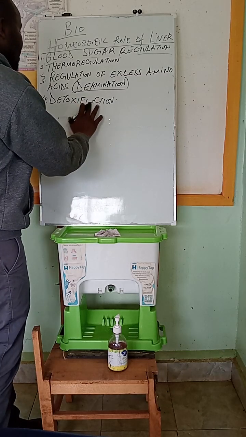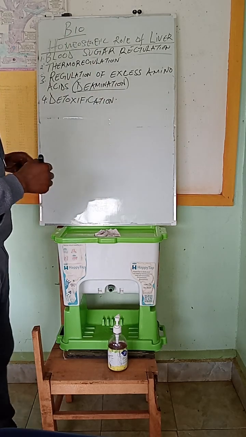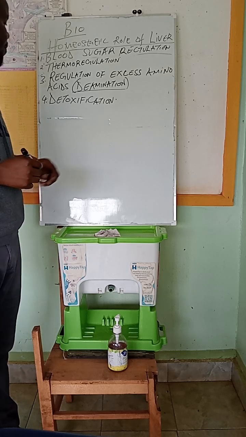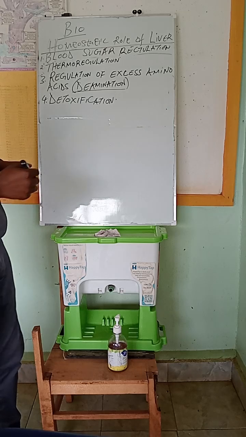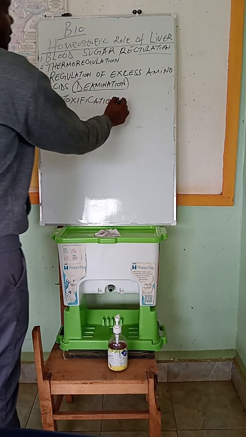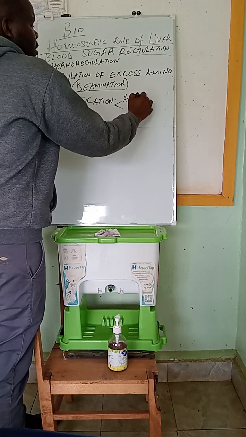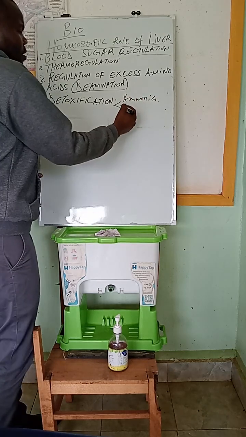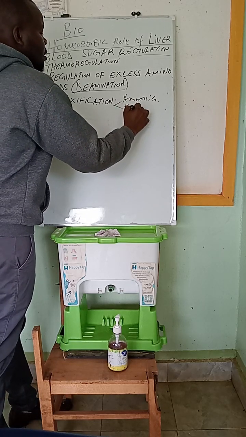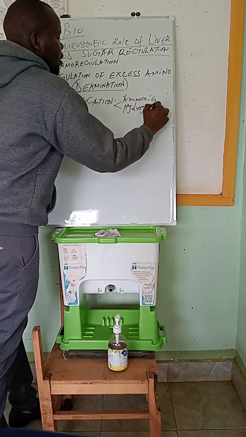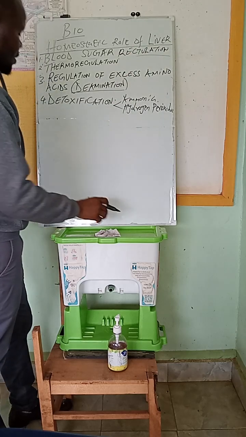Detoxification. So what about detoxification? Detoxification is where we eliminate toxic wastes from the body. An example is ammonia, which is toxic, and we also remove hydrogen peroxide. Those are the two wastes eliminated through this method.